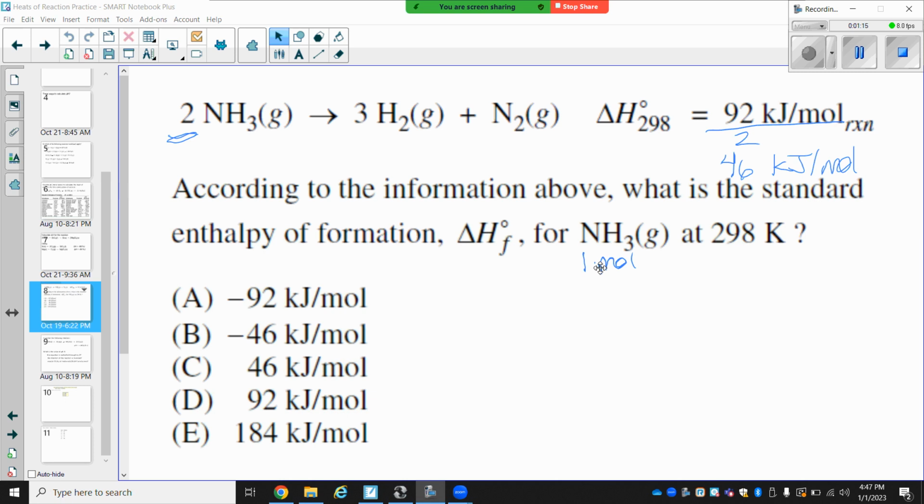However, remember, heat of formation, the compound is going to be the product, not the reactant. So we also need to flip this equation. And whenever we flip an equation, remember the heat of reaction, we change the sign. So this is going to be the negative 46 kilojoules per mole. So that's a very simple version of something you could see as a multiple choice example using heat of formation.